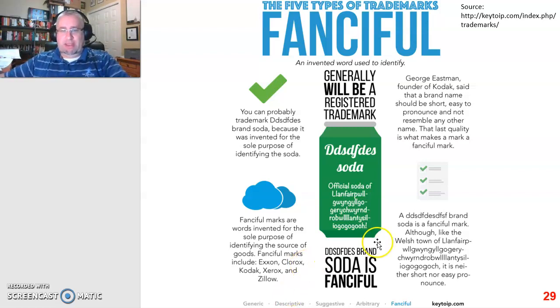So the example that they give here is, I don't even know how to pronounce this, soda, right? So it's just this random combination of letters, but kind of a better example. Well, they give a bunch here. So combinations of letters that sound like they could be words and maybe convey some sort of synesthetic meaning, but ultimately aren't words in the English language. So Exxon, Clorox, Kodak, Xerox, Zillow, and so forth are these sort of fanciful words.